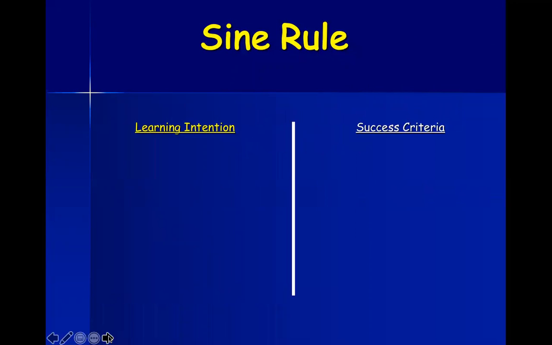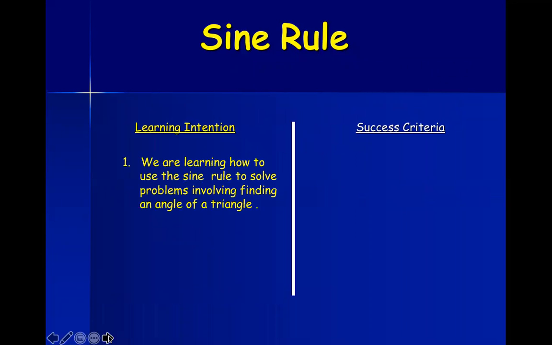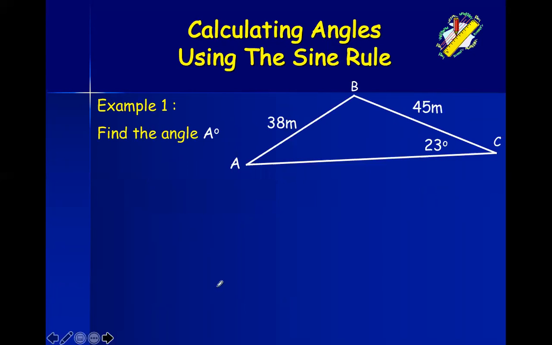So the second sine rule. There's only one sine rule, but this time we're learning how to solve problems involving finding an angle. We've looked at finding a side, very similar, but this time you might be asked to find an angle. So you've got a side and an angle, you've got a side, but this time the angle is missing. That's what we are looking at.